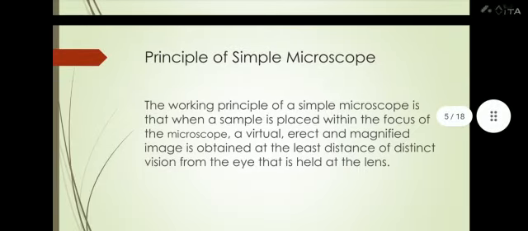Principle of simple microscope. The working principle of a simple microscope is that when a sample is placed within the focus of the microscope, a virtual, erect and magnified image is obtained at the least distance of distinct vision from the eye that is held at the lens.